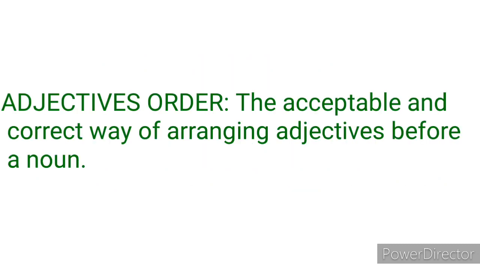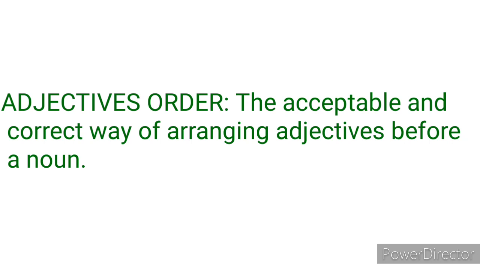Now, what do I mean by adjectives order? Adjectives order means the acceptable and correct way of arranging adjectives before a noun. You don't just place adjectives before a noun arbitrarily. There are rules you have to follow. Yes, there are certain rules you must follow to make your adjectives arrangement in a sentence to be correct.